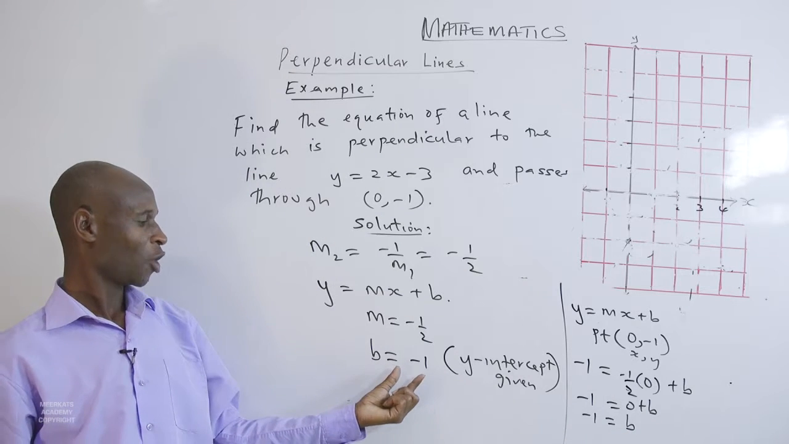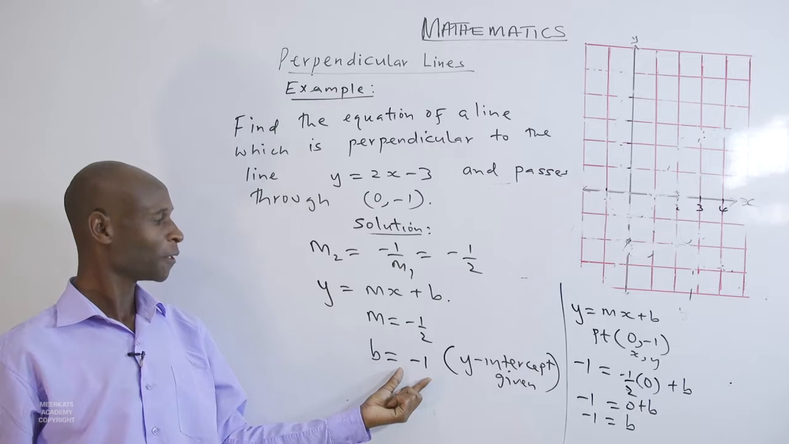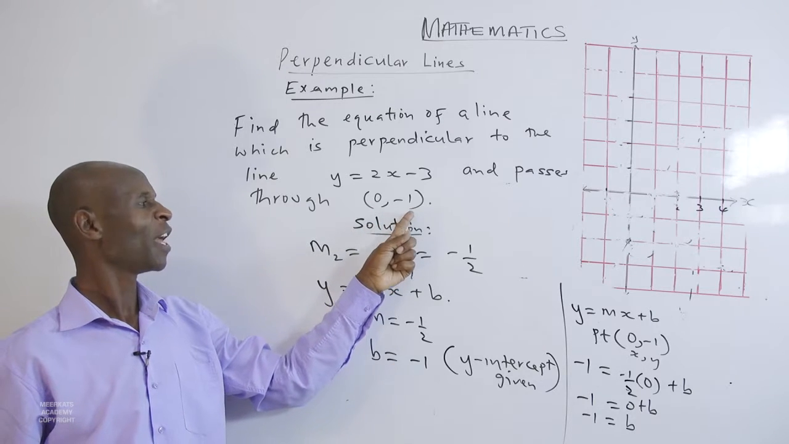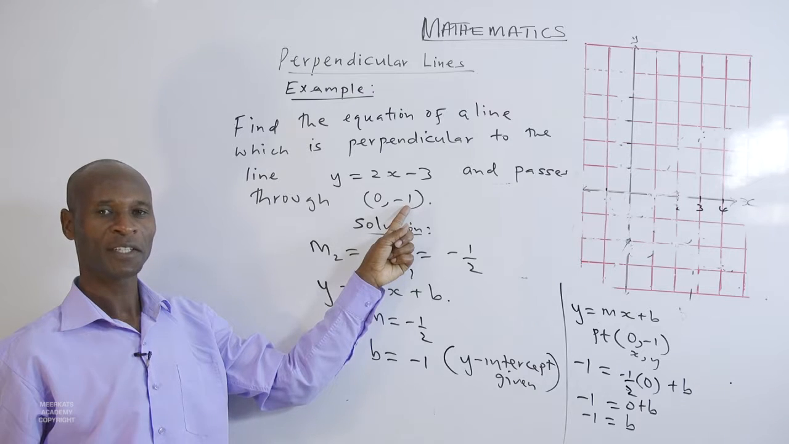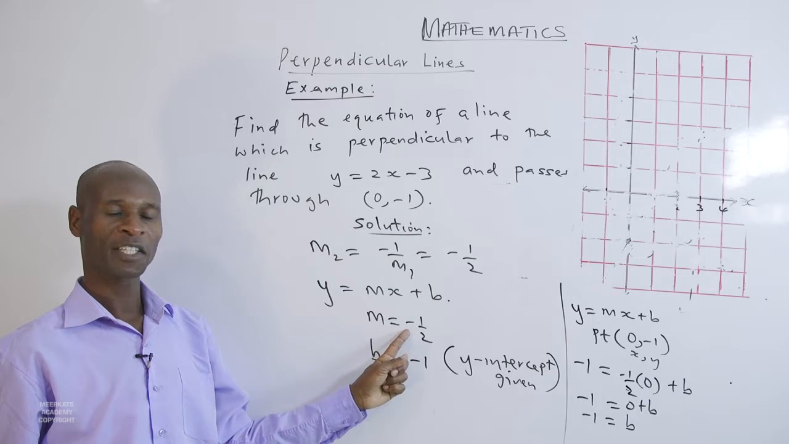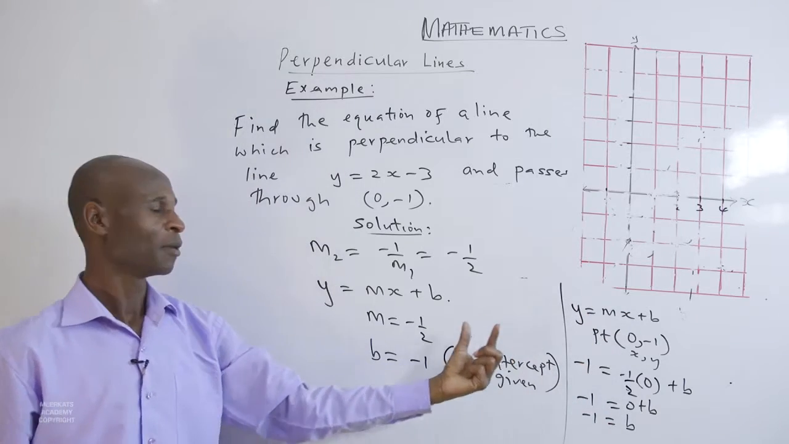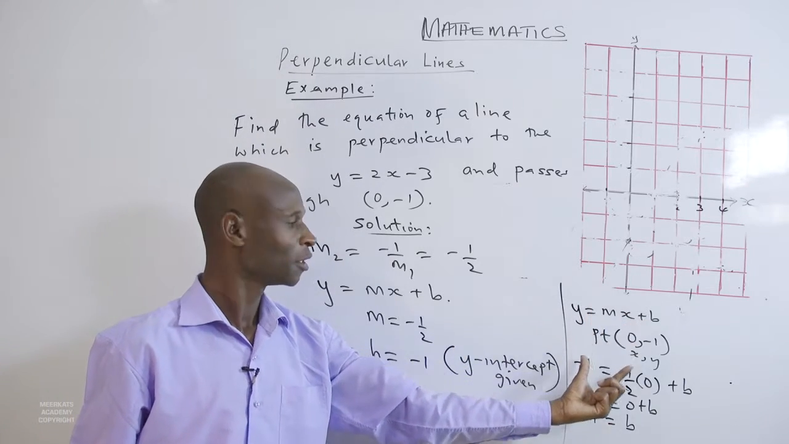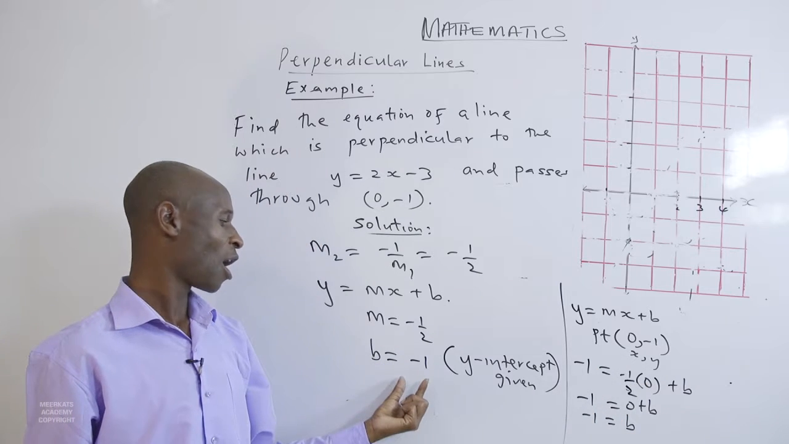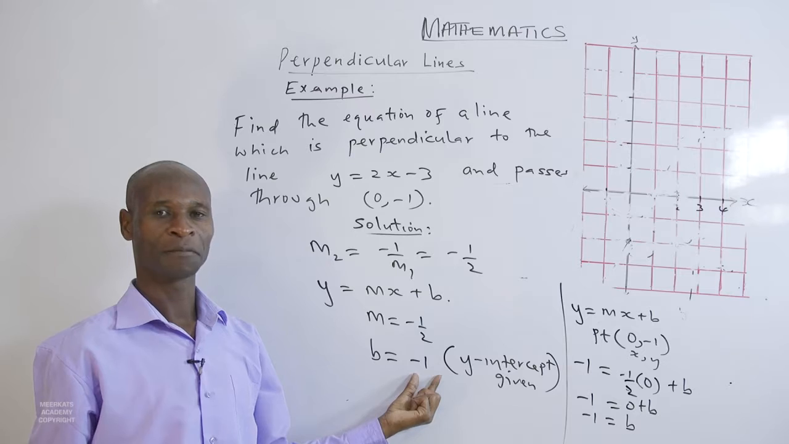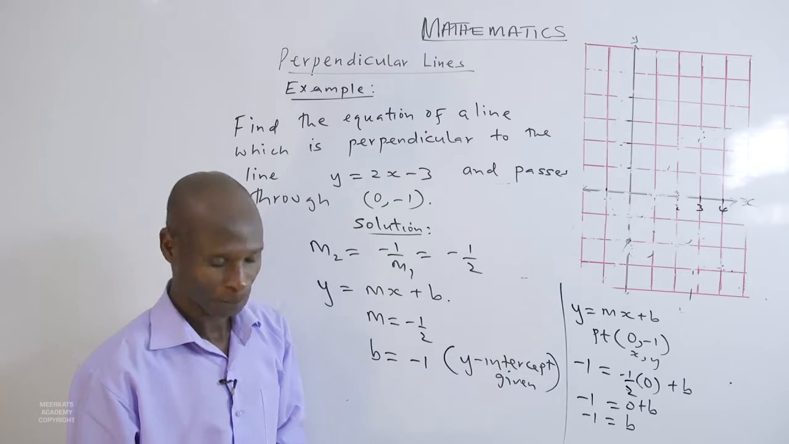So it corresponds to what we have just mentioned, that the moment you have a point 0, -1, the y-coordinate represents the y-intercept. So the y-intercept here is -1. There was no need for us to go to this method, but for clarification, it's important to understand how we can identify the y-intercept as -1 if you are given a point.